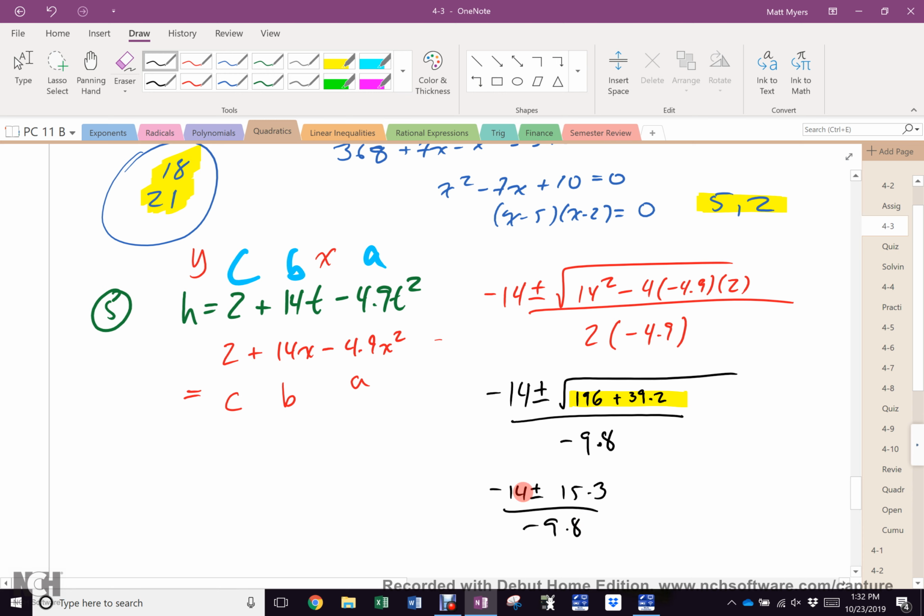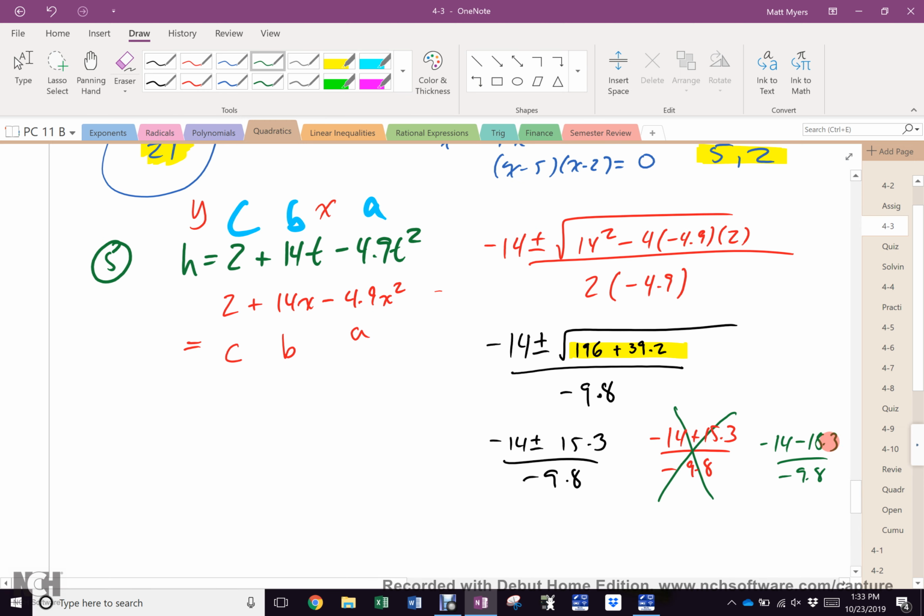Now, negative 14 plus or minus. Negative 14 plus 15.3 divided by negative 9.8. Or negative 14 minus 15.3 divided by negative 9.8. And there you find your answers. This one will be negative, won't it? So I don't care about it. This one will be positive. 14 plus 15 is almost 30. 30 divided by almost 10 is about 3. And we got an answer of 2.99.